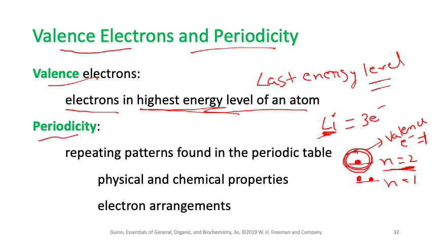So what is periodicity? Periodicity is just a repeating pattern found in the periodic table. We'll talk about periodicity more when we talk about the periodic table later on, too. But right now, it is the repeating pattern found in the periodic table, in physical and chemical properties, and in electronic arrangement. So you will always see a repeating pattern for physical and chemical properties as well as for electronic arrangement. This is called periodicity. We'll talk about it more, but let's go to the next slide now.